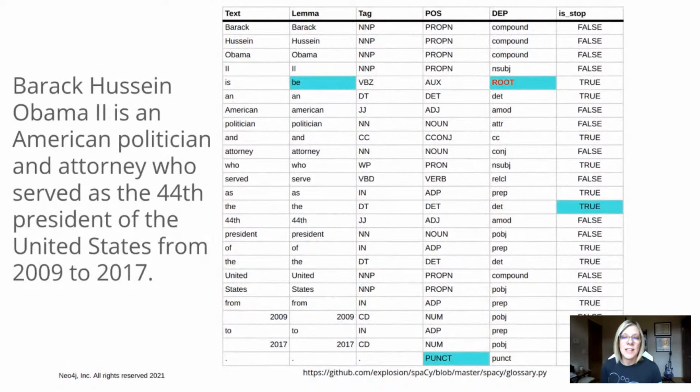And then I have this thing called is_stop. There are stop words in NLP, and these are the words that just don't really matter, such as "the." I have punctuation, like the period at the end of the sentence. Those things are not useful when we're assembling the knowledge graph, so we'll be getting rid of those.